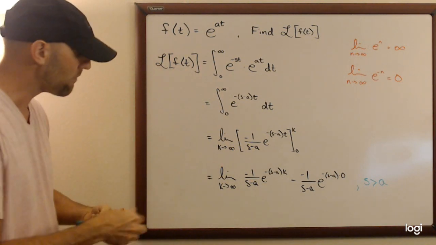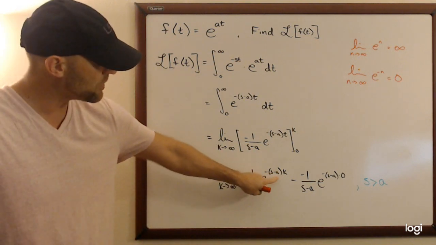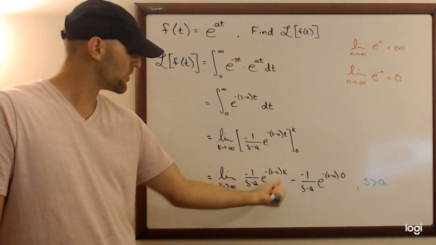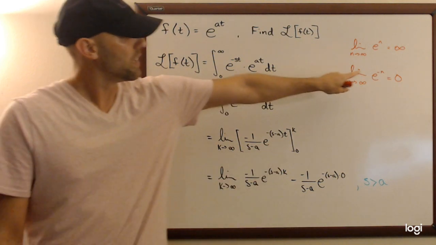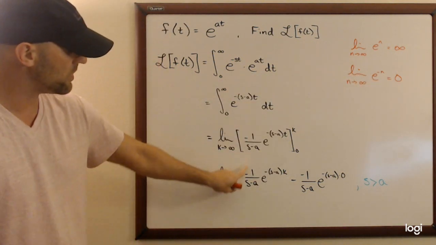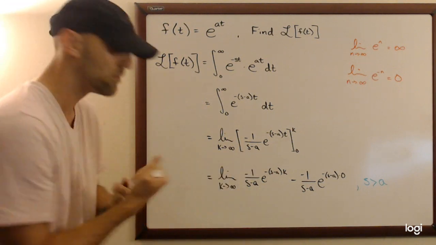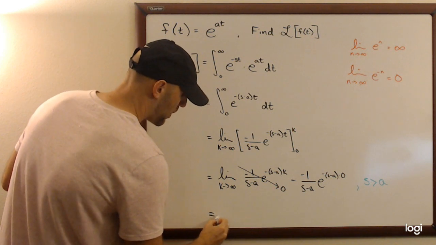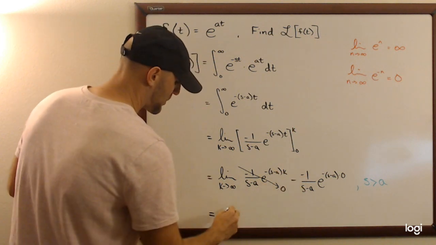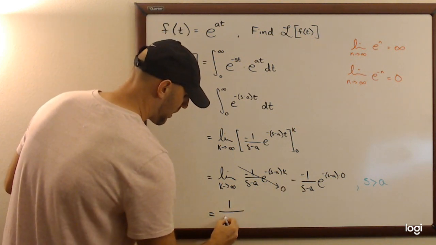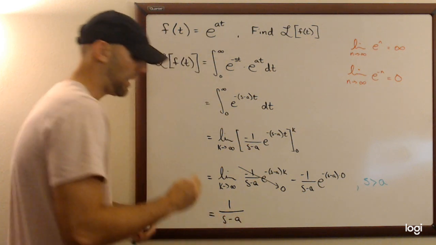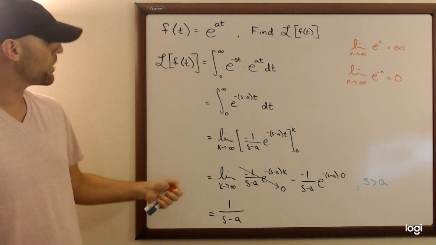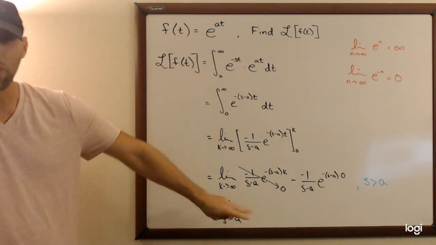So as long as I assume that s is bigger than a, then this is a negative, infinitely large sum. E to the negative infinity there goes to 0. This is negative 1 over a. This whole term is 0, right? So this whole term goes to 0. So over here I get negative 1 over s minus a. I get 1 over s minus a. That's it.